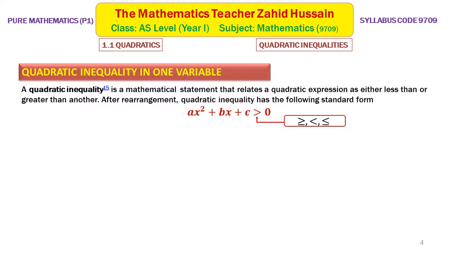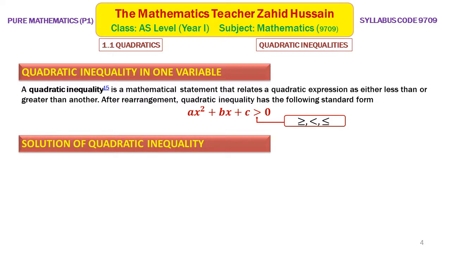We can replace this inequality sign by any of these three inequality symbols also. So there may be any one of these four symbols which will form the quadratic inequality.